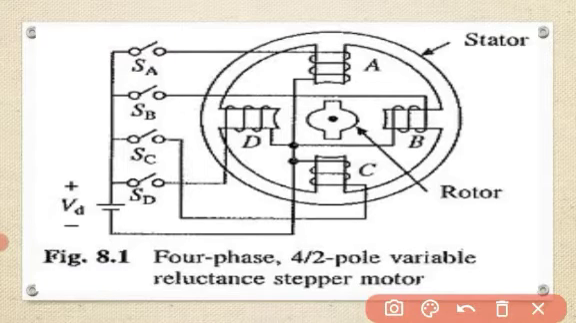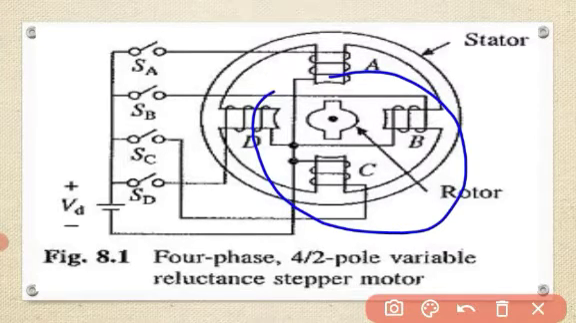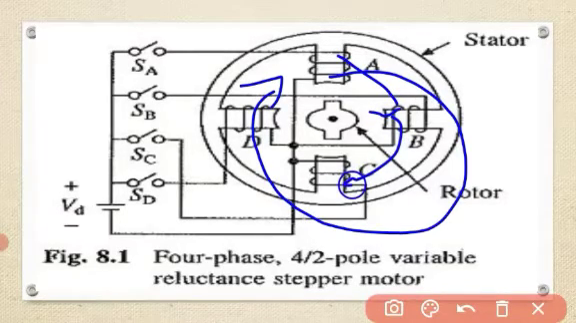So it follows the low reluctance path, and the rotor rotates a complete 360 degrees. Each step is 90 degrees here. A to B means 90 degrees. B to C again 90 degrees, 180 degrees. So like that it completes one cycle. Okay.